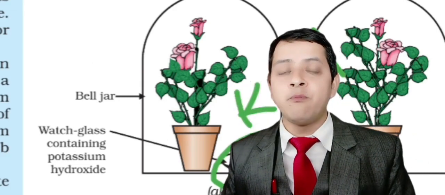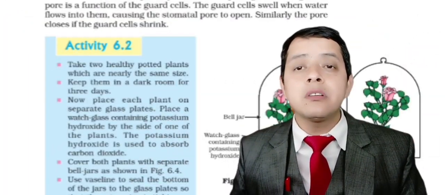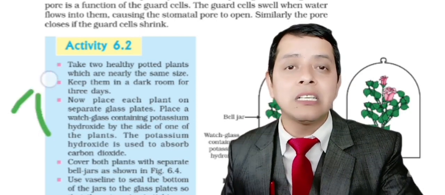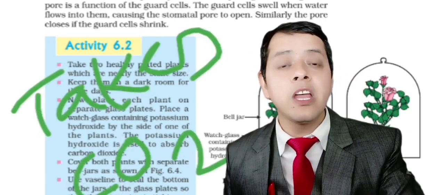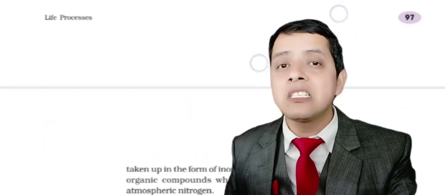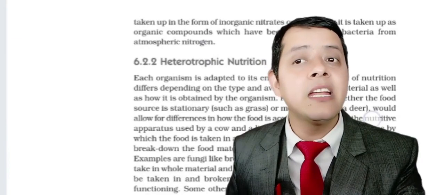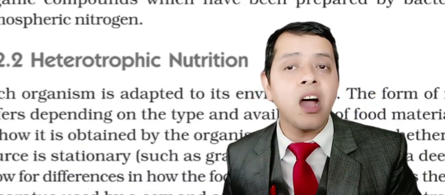Now you test for the blue-black color with the help of iodine, and you don't find anything. Why? Because there was no photosynthesis. That is what the KOH does here. KOH is removing carbon dioxide from that environment. So that is what KOH does in this experiment. To understand, photosynthesis happens in the presence of carbon dioxide.